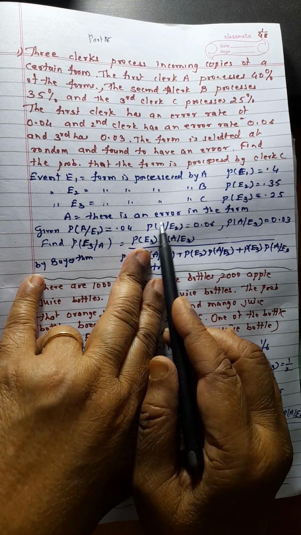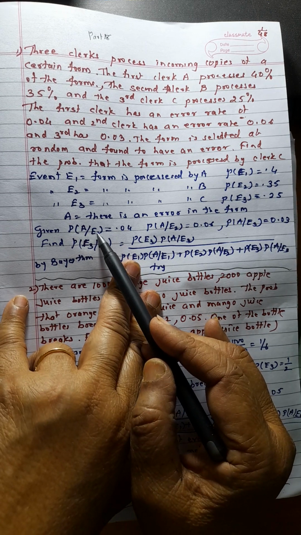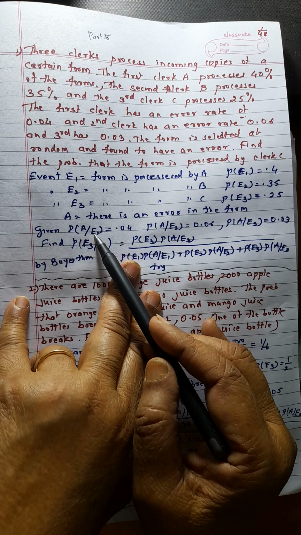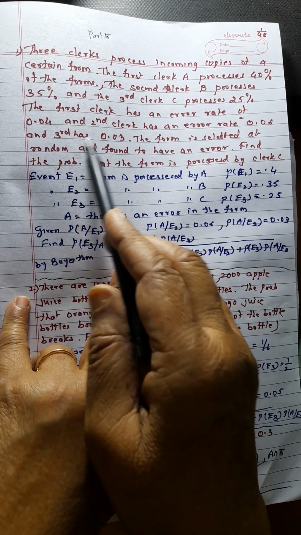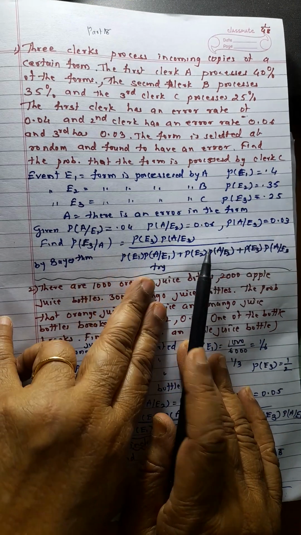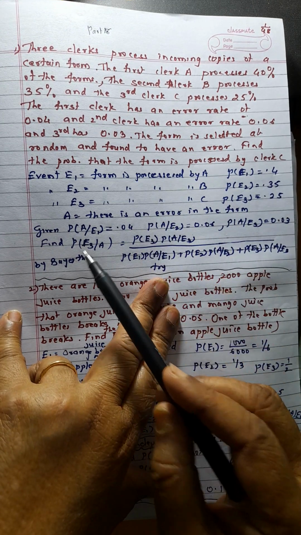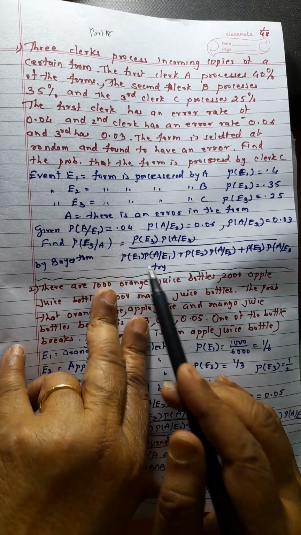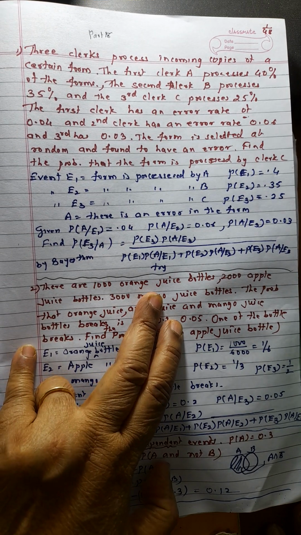And A is an error in the form. And it is given that when first clerk makes, what is the error here? Probability of error made by first clerk is 0.04. See here, 0.04. By second it is 0.06. Third it is given like this. And we have to find out probability when it is processed by C. C means we have to find out probability of E3 given A. Write formula, substitute and simplify. I am not doing that. That is a calculation part. You can do it.